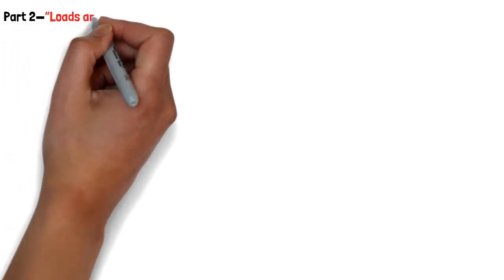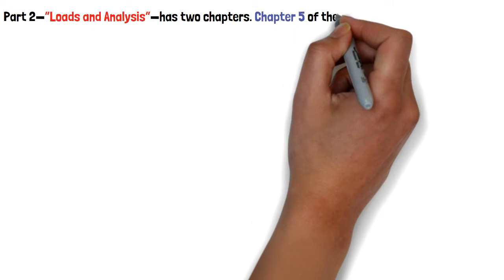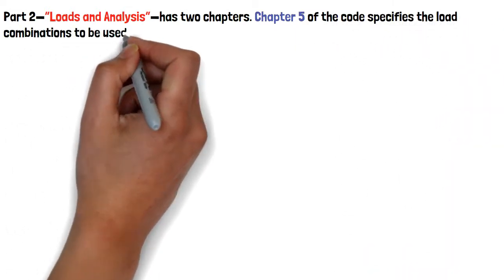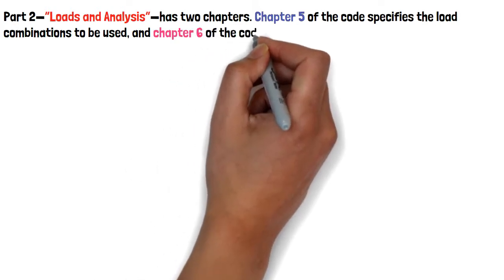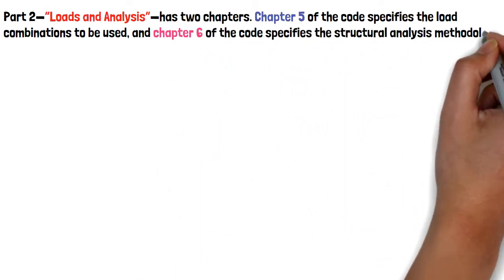Part number 2, Loads and Analysis, has two chapters. Chapter number 5 of the code specifies the load combinations to be used, and chapter 6 of the code specifies the structural analysis methodology.